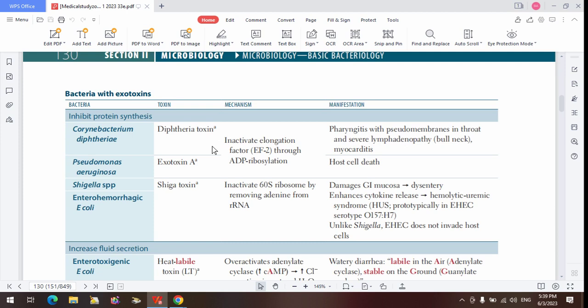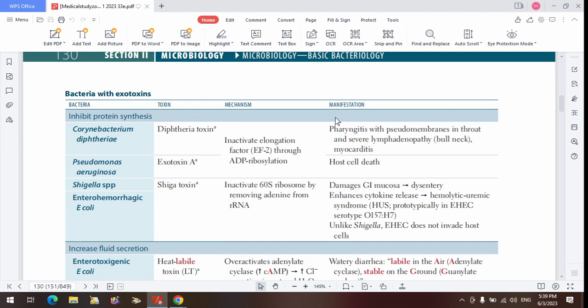So they form the pseudomembrane because of the protein synthesis that is stopped, which brings about cell death and inflammation. The inflammatory process can spread to the nearby lymph nodes, particularly the submandibular and the cervical lymph nodes, which brings about the bull neck appearance. So you see the neck that is swollen because of the engorgement of the cervical lymph nodes.